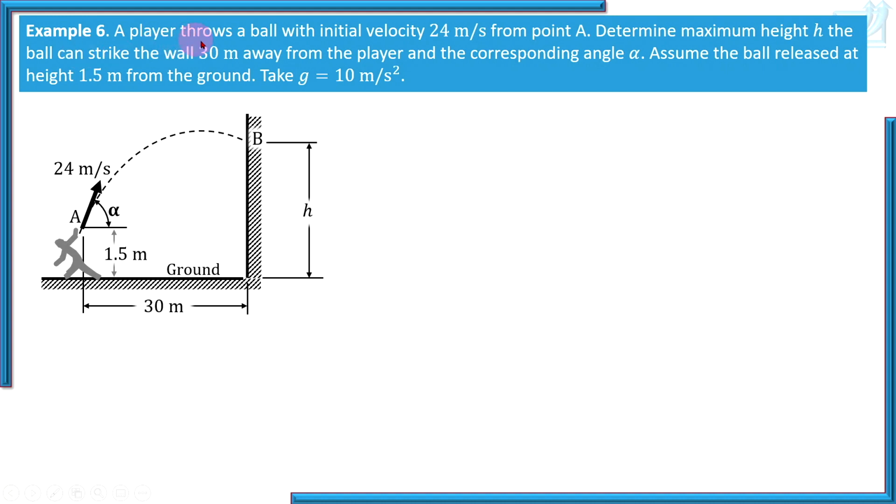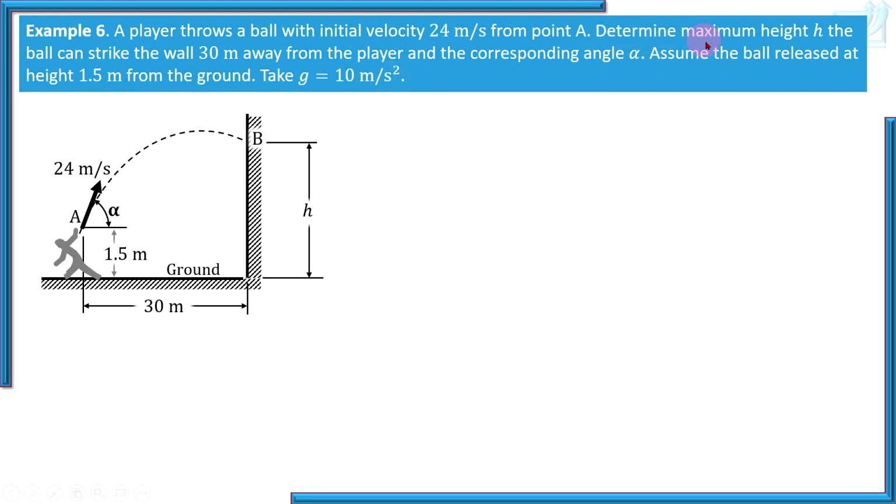Read this problem. A player throws a ball. Here is a player and he throws the ball. A player throws a ball with initial velocity 24 meters per second from point A. Here is point A. Determine maximum height h. Remember, height is measured from ground, so there is ground level. Determine maximum height h. The ball can strike the wall 30 meters away from the player. So the wall is 30 meters away from the player. And the corresponding angle alpha.